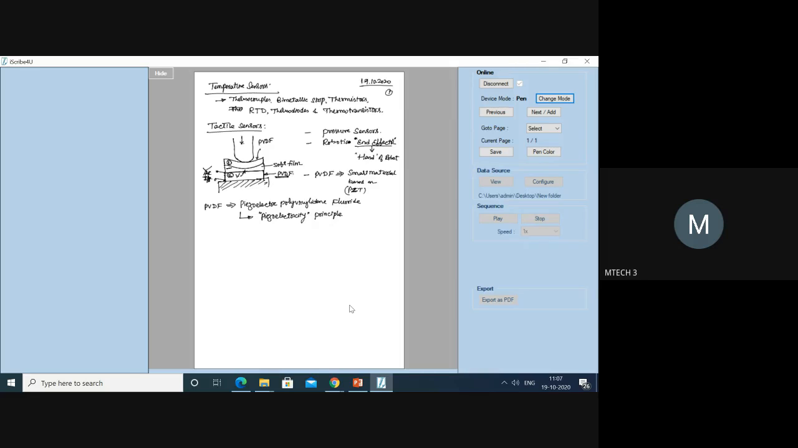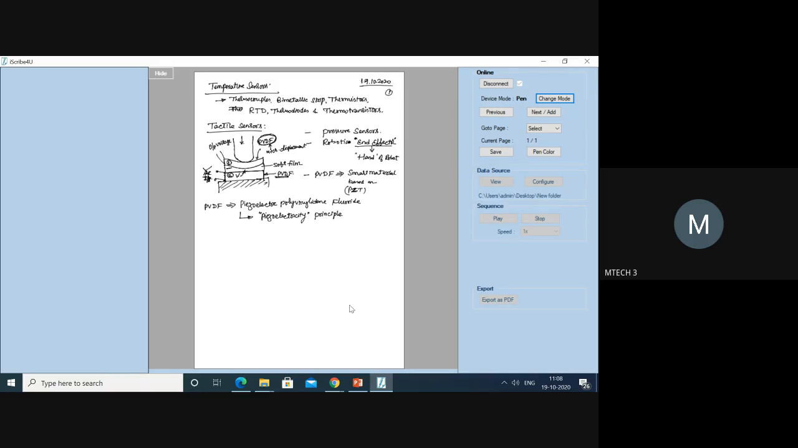Now, what is the input for this PVDF? Mechanical displacement. So the input for this PVDF is mechanical displacement, which is going to be transferred. Now, when you give the mechanical displacement, what is going to come? What is the output here? The output is going to be voltage.